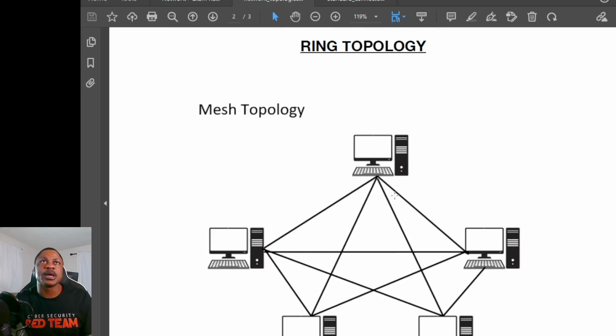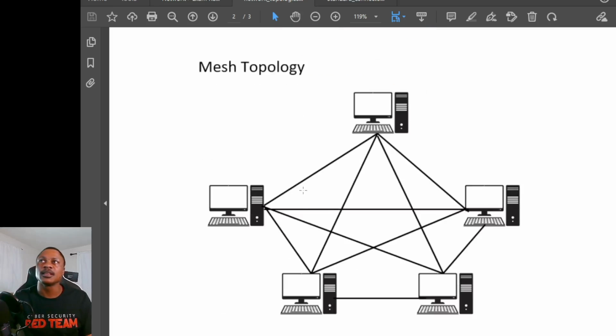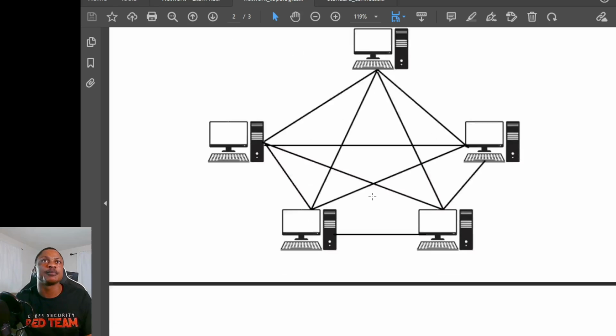And next is the mesh topology. In the mesh topology, every node is interconnected with each other, forming really good redundancy, or fault tolerance, which you'll be learning more about. So this is the mesh topology.